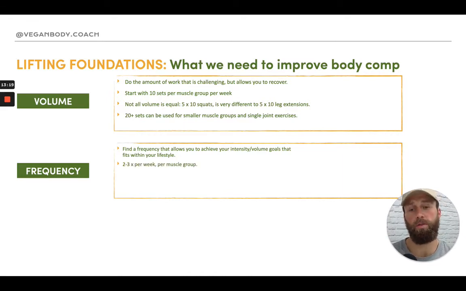Generally, what we see is 2 to 3 times per week training a muscle group is optimal for muscle growth. Smaller muscle groups can benefit from higher frequencies, for example, 2 to 4 times a week. So like we talked about, your biceps, your calves, they might be able to train a little bit more frequently.